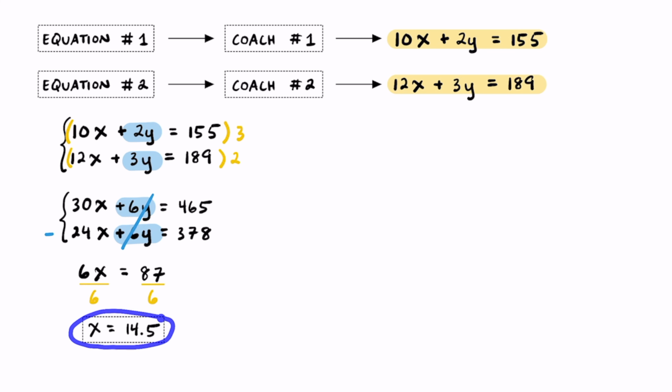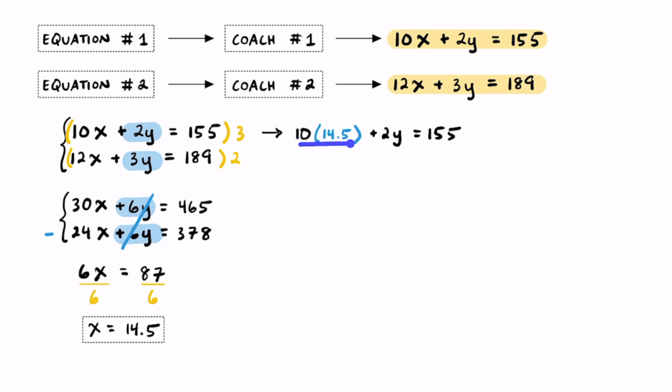We can do this by substituting this 14.5 in for x for either this top equation here or for that bottom equation down here, totally your choice. I'm going to go with substituting it into the top equation. Okay, so substituting this into the top equation here, we're going to have 10 multiplied by the 14.5 that we just found out for the value of x. We're substituting that in. Then we have plus 2y, and this is going to equal 155.